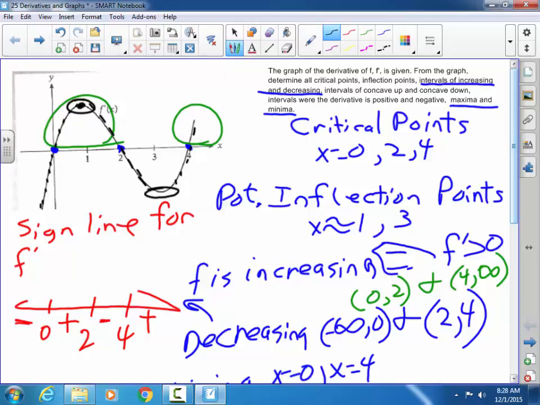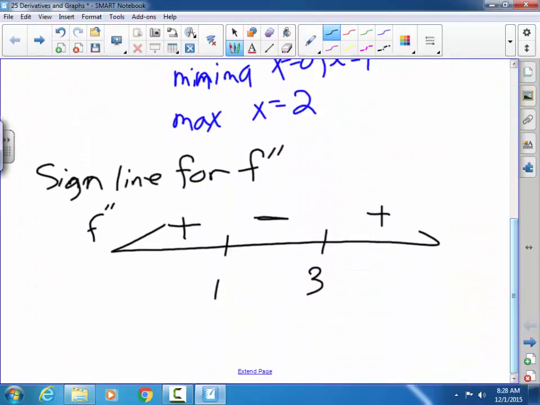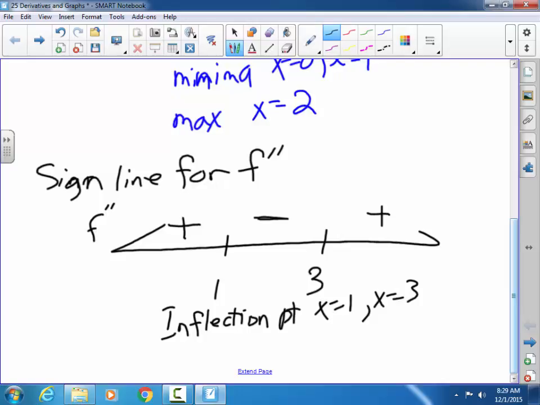So now we know, remember before we said that 1 and 3 were potentially inflection points. Is 1 an inflection point? Is 3 an inflection point? They are. So we know now for sure that we have inflection points at x equals 1 and x equals 3.